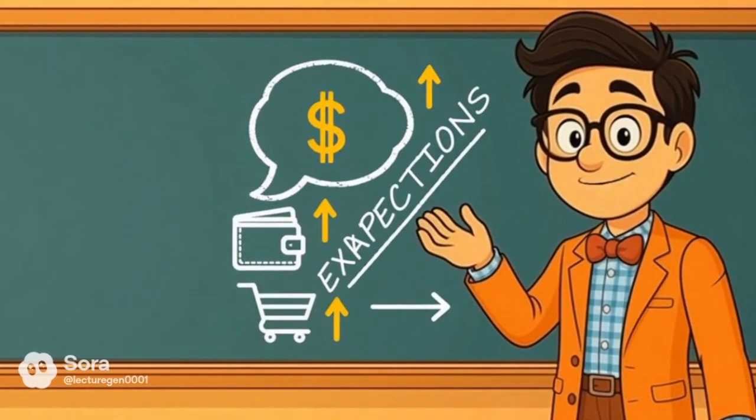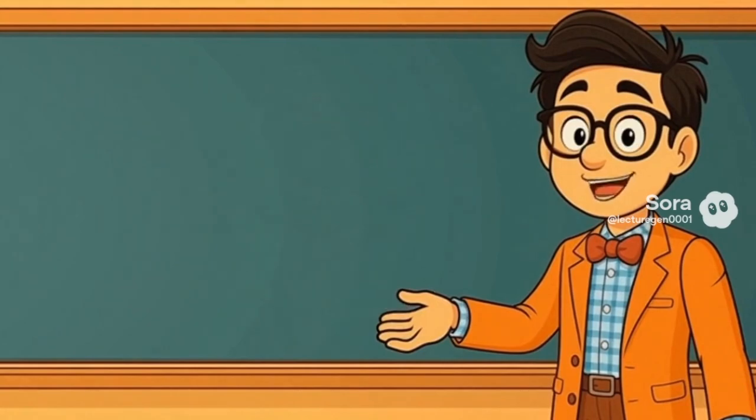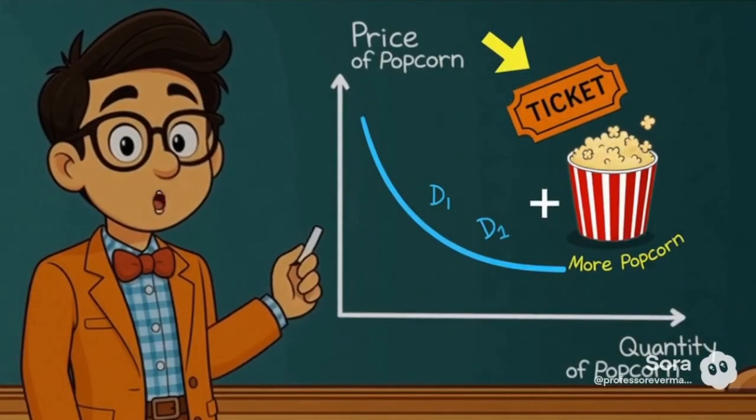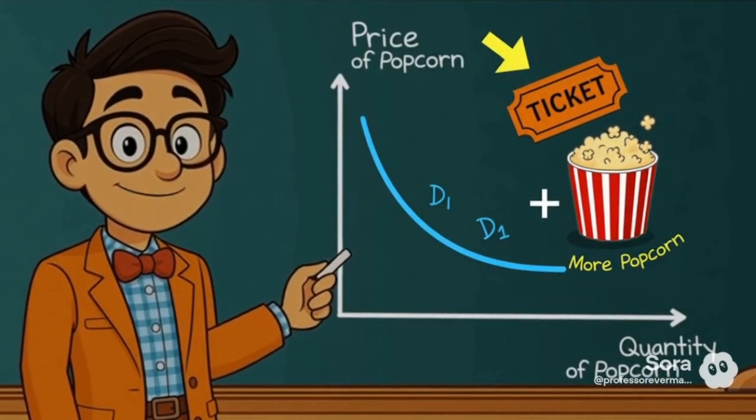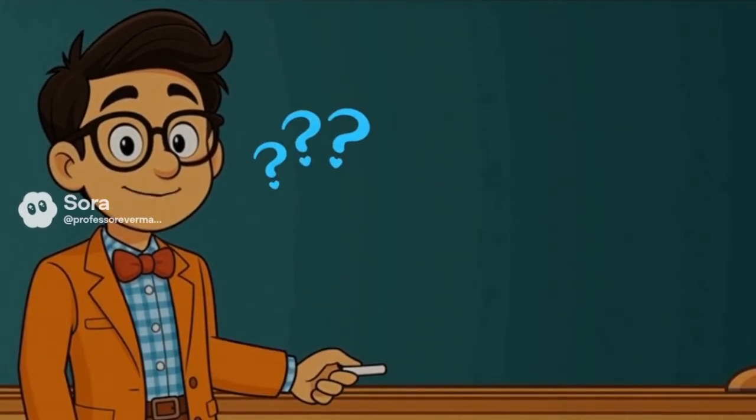If people expect higher prices or income in the future, they might buy more now, shifting current demand to the right. Question 2 for you. If the price of movie tickets drops and people buy more popcorn at the theater, is that a movement along or a shift of the popcorn demand curve?